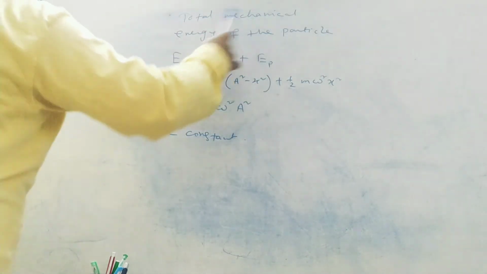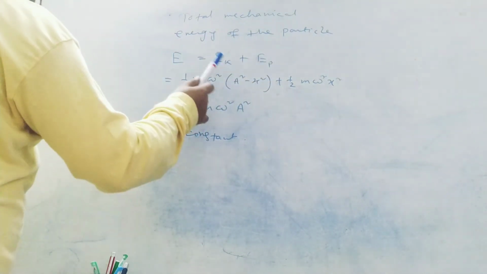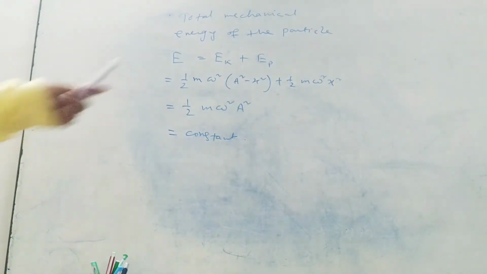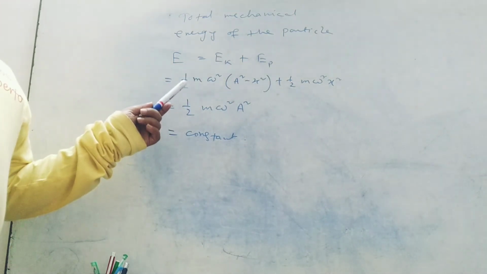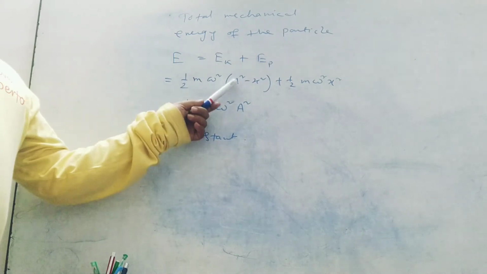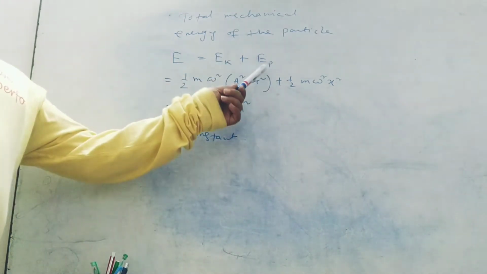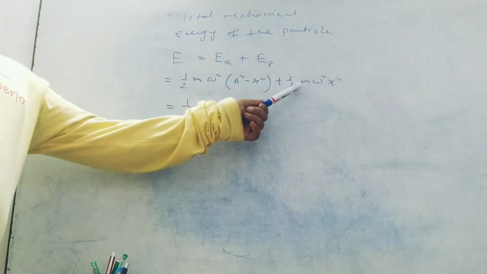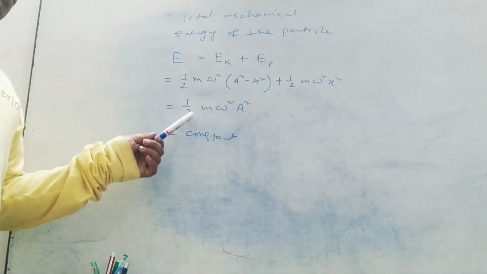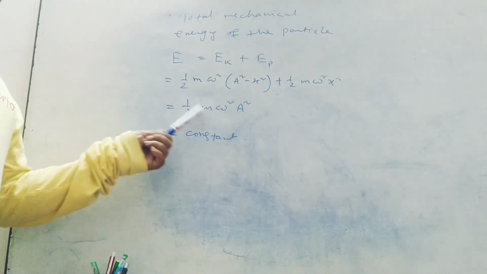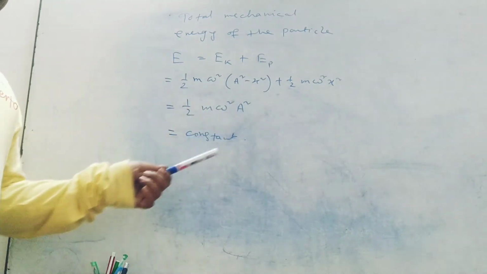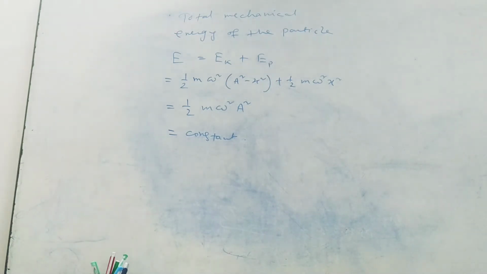Now the total mechanical energy of the particle E is equal to Ek plus Ep, that is kinetic energy plus potential energy. You know that expression of kinetic energy is half m omega square a square minus x square, and expression of potential energy Ep is equal to half m omega square x square. That's why we can get the total mechanical energy of the particle half m omega square a square, which is equal to constant. Therefore, the total mechanical energy of the particle executes S.H.M always remain constant.